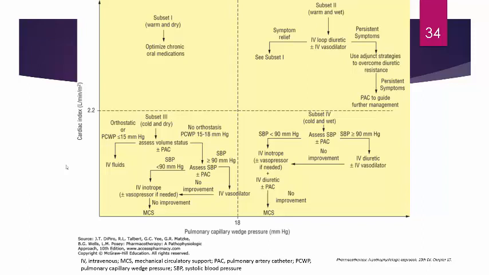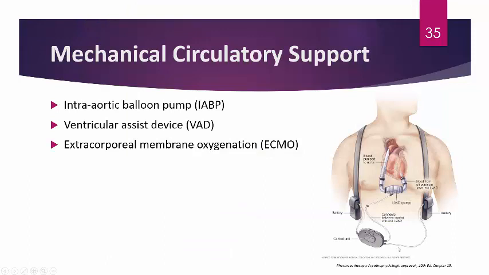Now, say what happens if your patient has very poor perfusion and you try pharmacotherapy and pharmacotherapy does not work. In that case, mechanical circulatory support, or MCS, may actually be indicated for these patients. In terms of the available mechanical circulatory support, the devices that are currently around include intra-aortic balloon pumps, which are IABPs, ventricular assist devices, which are also known as VADs, and extracorporeal membrane oxygenation, also known as ECMO.